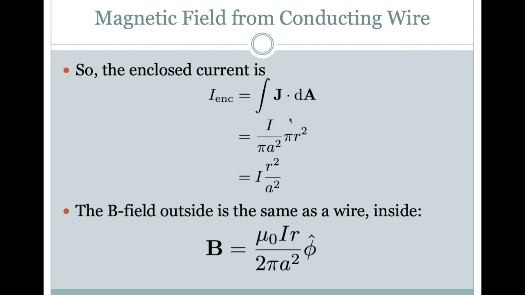The B field outside is the same as the wire that we found before, but inside, instead, I have to use this enclosed current, and I find that some of the r's cancel, and I get 2 pi a squared on the bottom. And this would be the B field inside of this conducting wire.